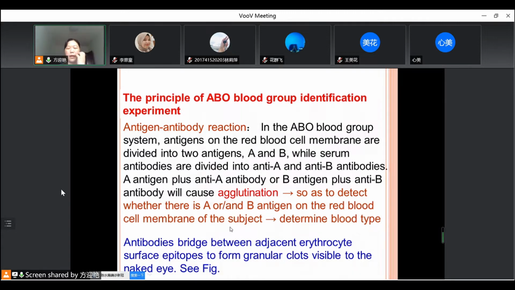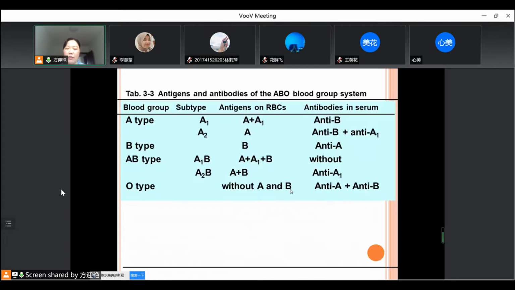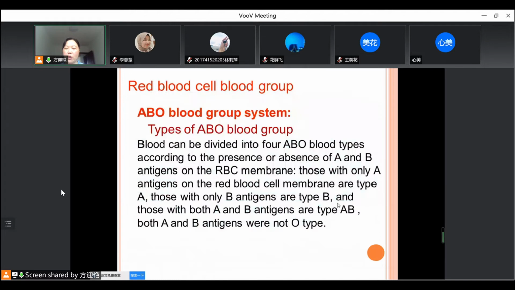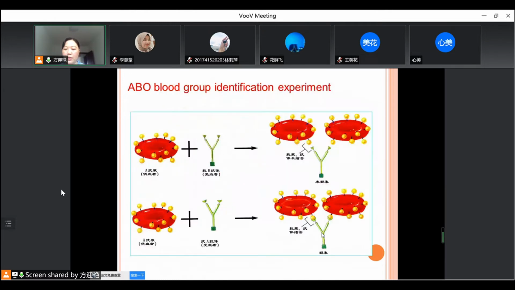See, like we can see here, if there is agglutination, it is because of the antibodies bridge. In this image, the antibodies bond the red blood cells, and then we can see by eye the red blood cell aggregation. This aggregation is based on this antibodies bridge.